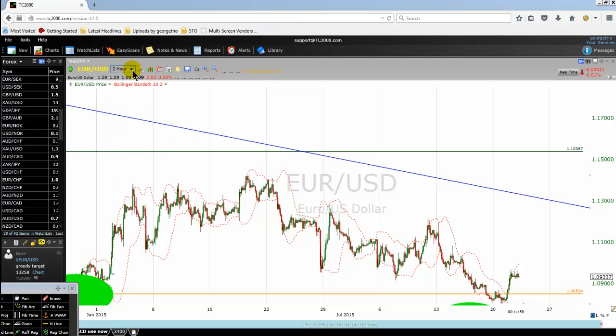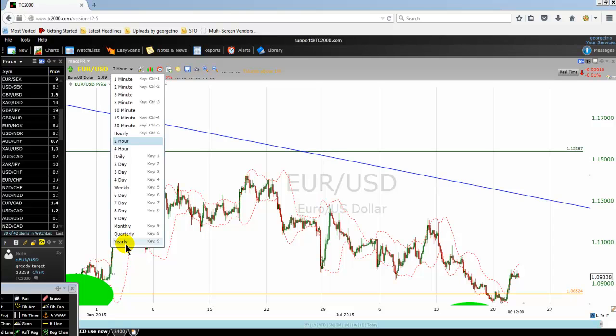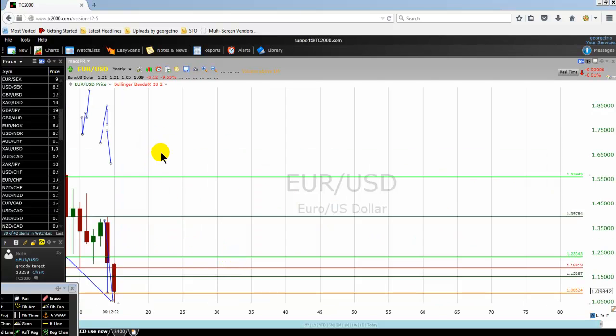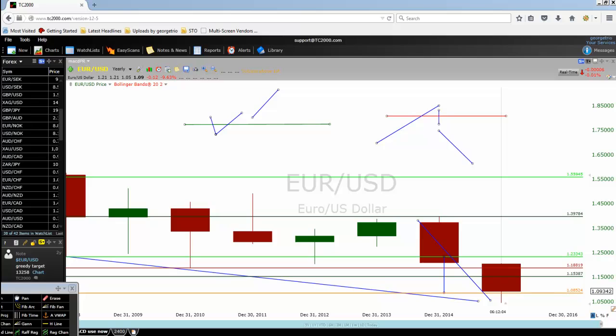So what am I looking for? I like to see the yearly chart. Very, very important. So if I'm trading any financial instrument, and I don't see the yearly chart, I don't want to trade it. That's why I don't record videos about commodities, because I don't have the yearly chart. I want to see the yearly chart. So I'm using here the TC2000 on the yearly chart.